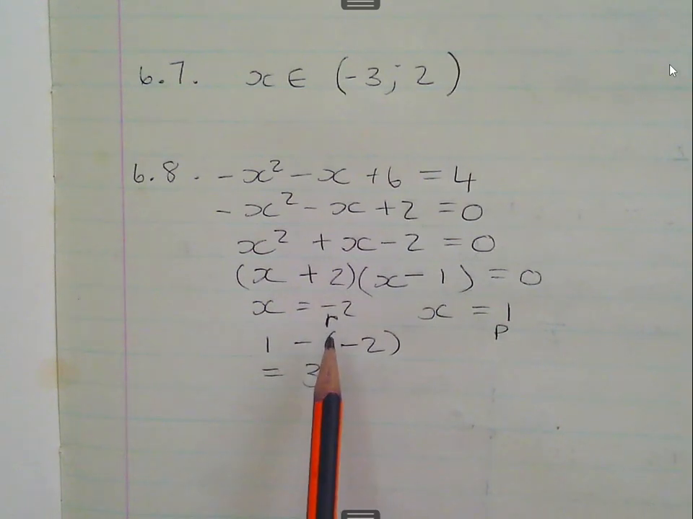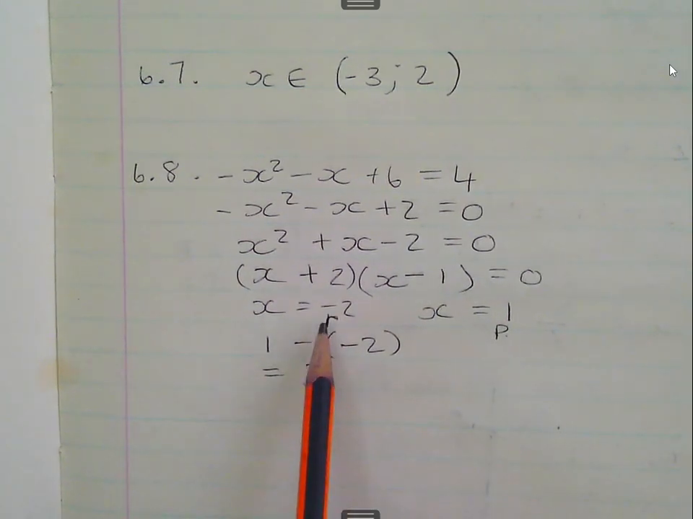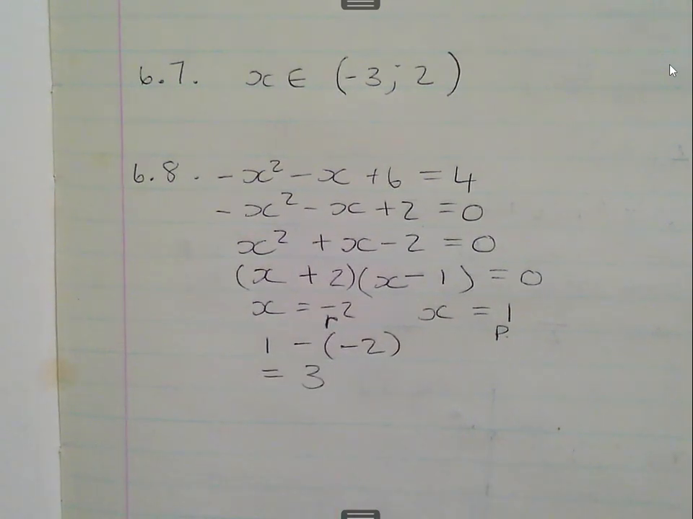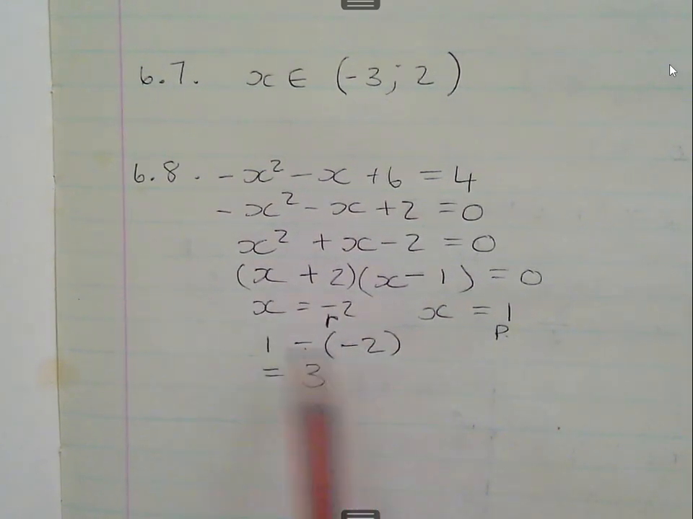The only reason I know this one is R and this one is P is because they said R is the one smaller than 0. So it's the -1. And then they asked you to calculate P minus R. So it's 1 plus 2 is 3.